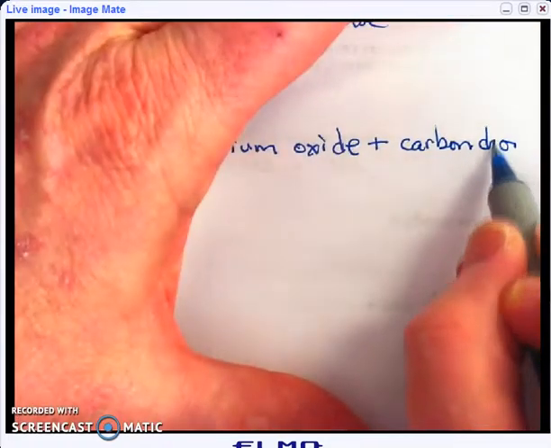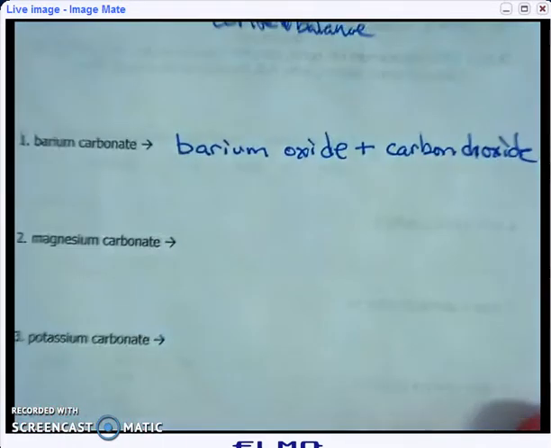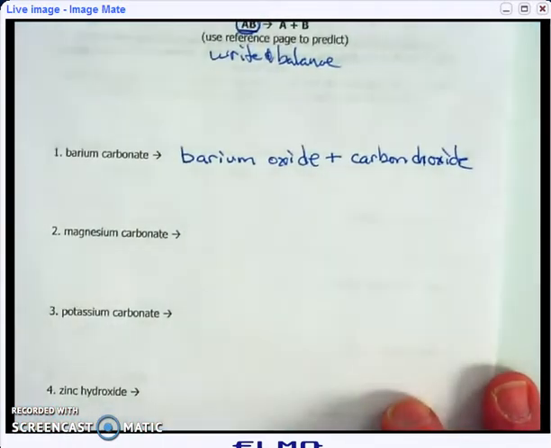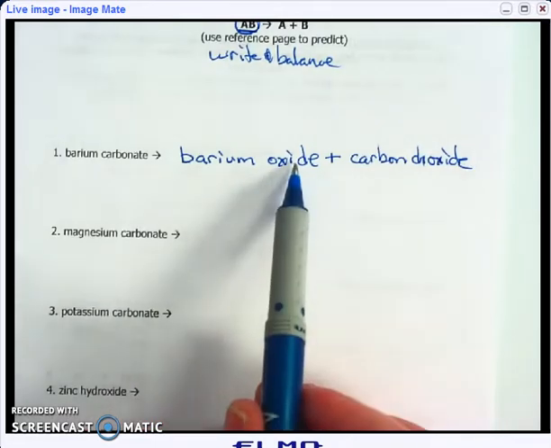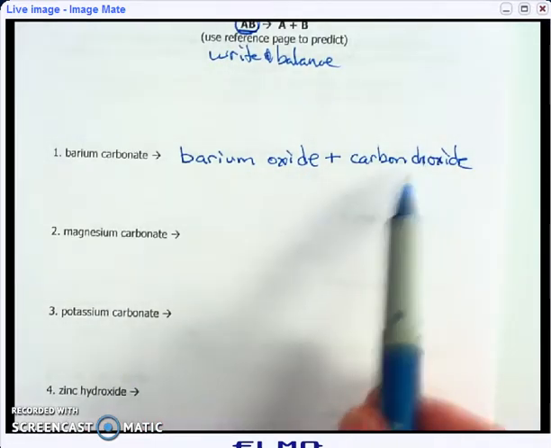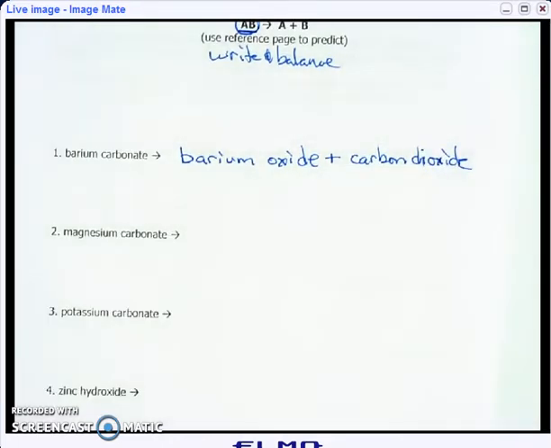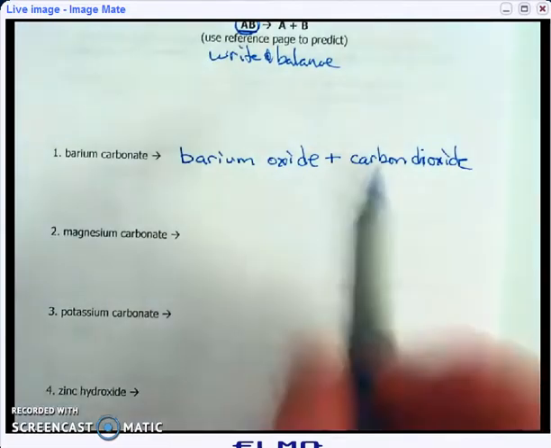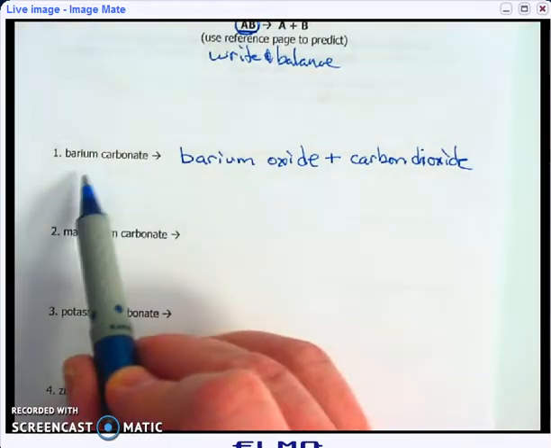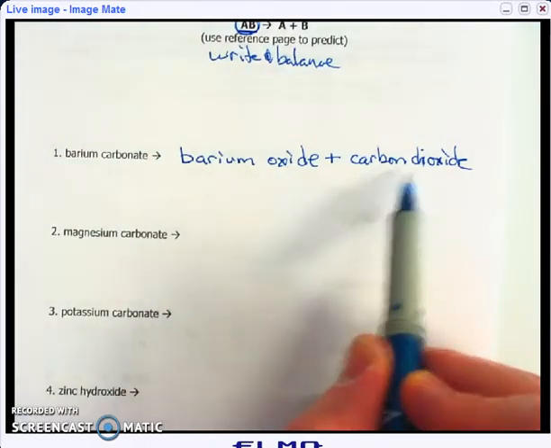I can't even write with this pen. Sorry, I made it too large to see. There we go. So any metal carbonate will decompose to form a metal oxide and carbon dioxide. Sorry. So, metal carbonates, any metal carbonate forms a metal oxide and carbon dioxide.